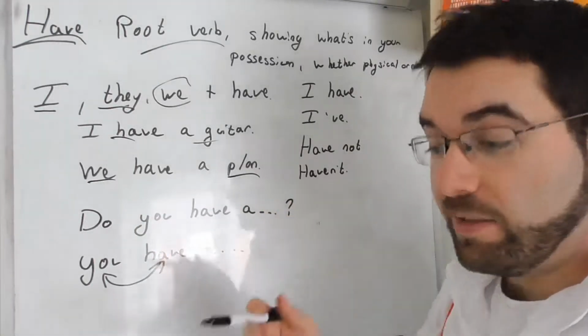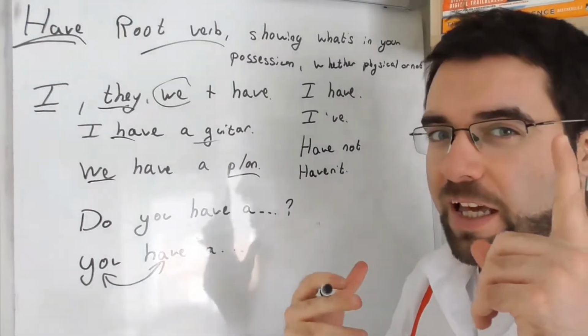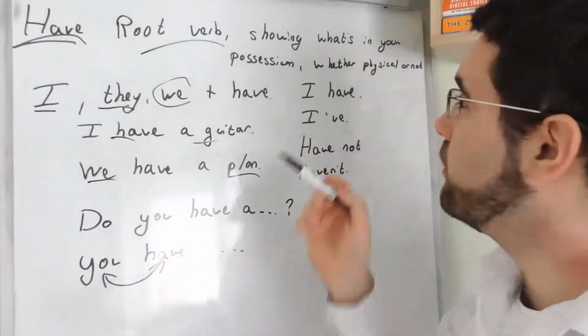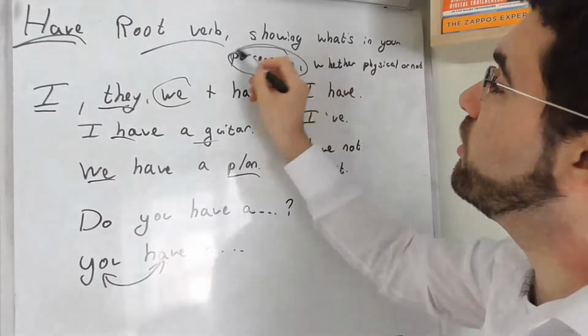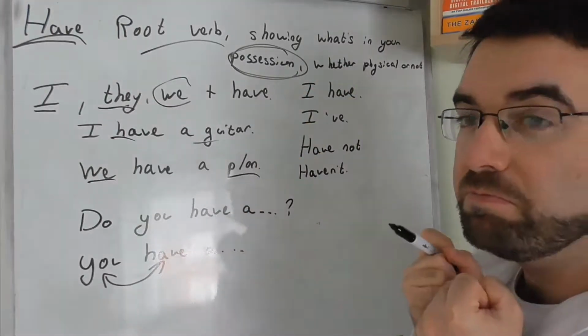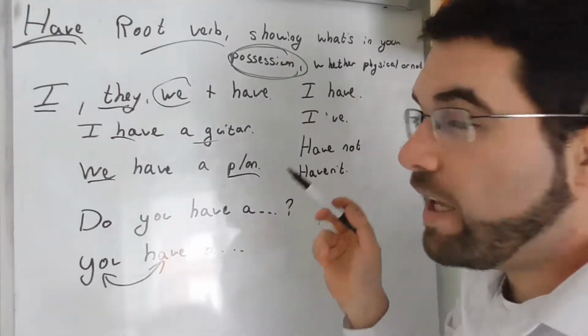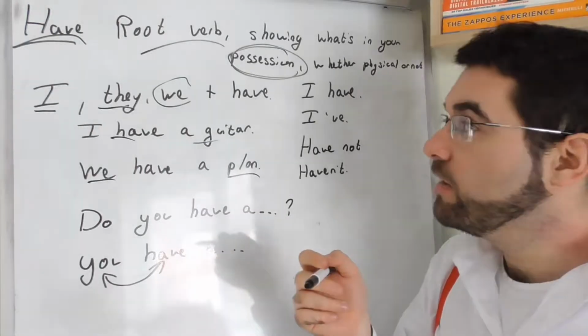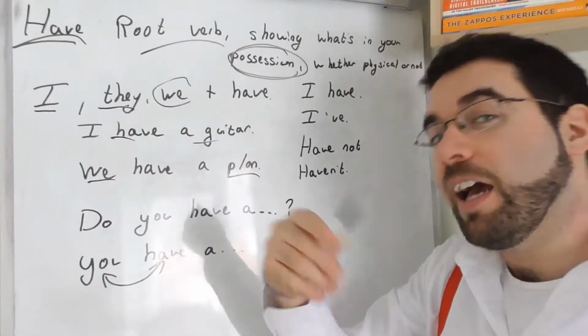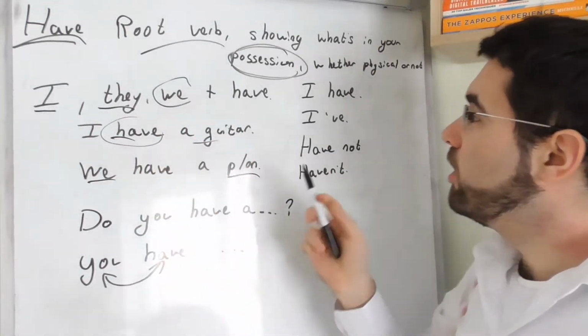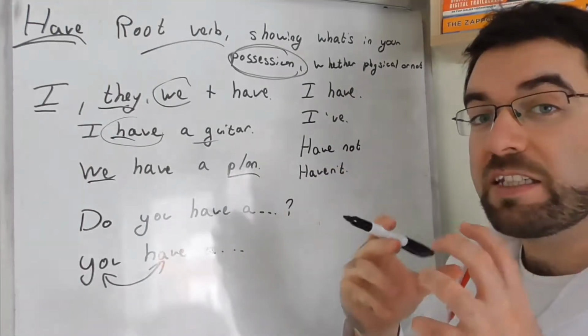We have a plan. Aha. It's in our possession. Our possession. But then, let's go a little further. Because we have, but then we can, what's called, contract it.